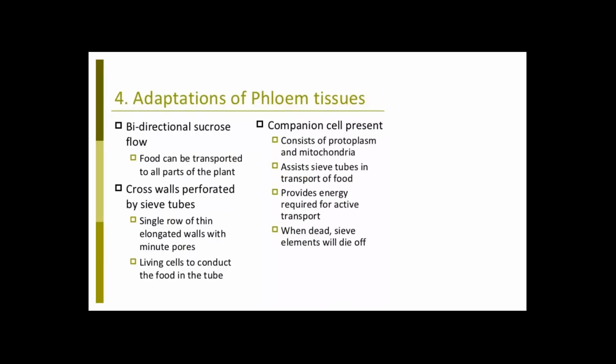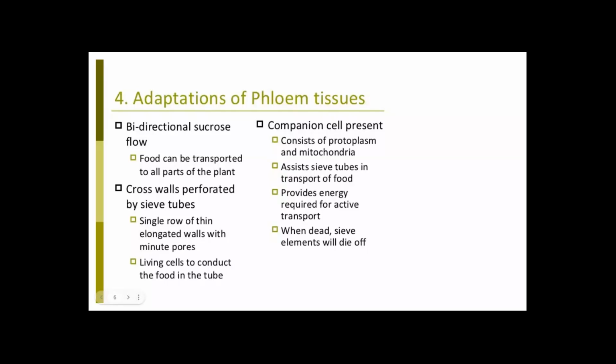So, adaptations of phloem tissues for directional sucrose flow. You probably know that water in the xylem moves in one direction only. It moves upwards. Whereas sucrose can move both upwards and down. So from a leaf, it can move to a fruit higher up, or it can move to the root lower down.